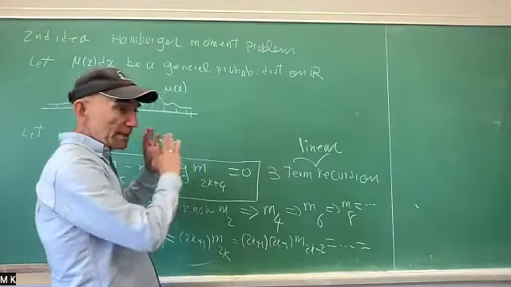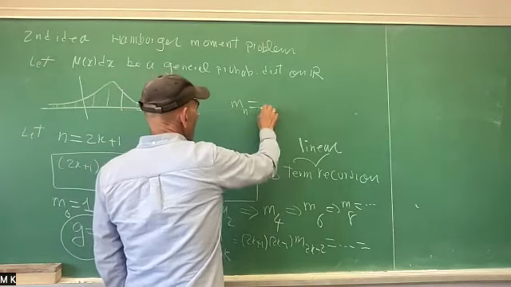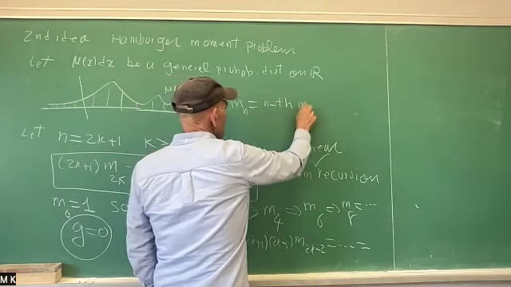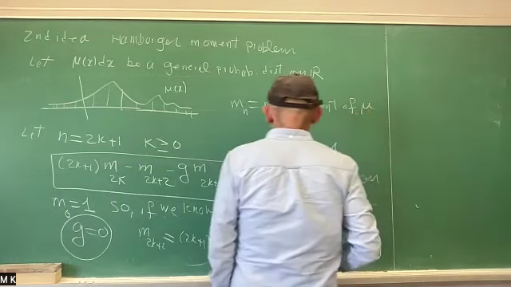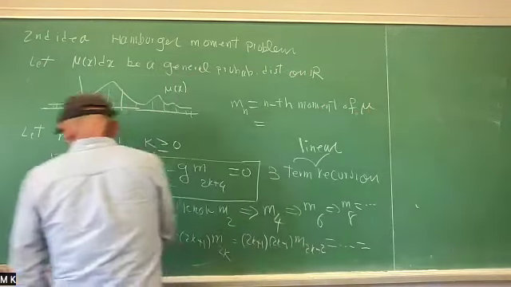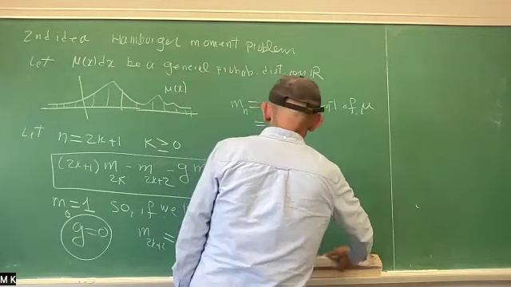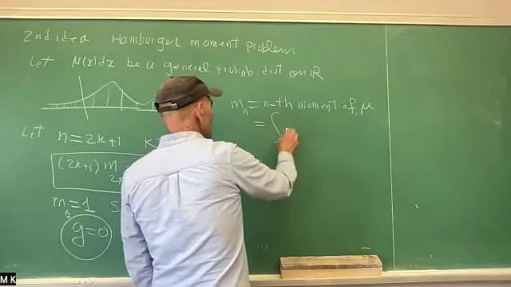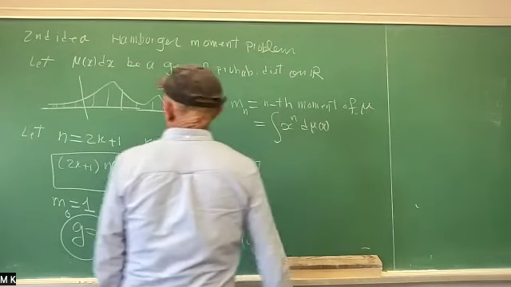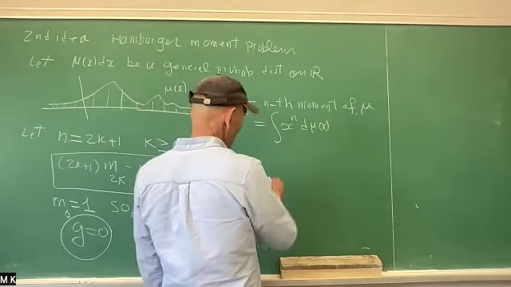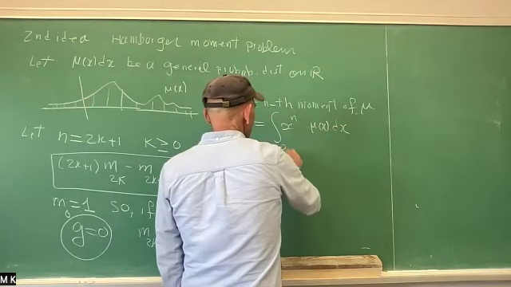And so let's look at the moments, Mn, equal to the nth moment of mu, which is by definition equal to the integral of x^n d mu of x. So mu of x dx, let me put it over R.